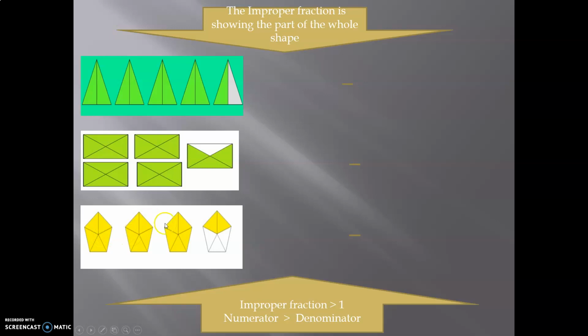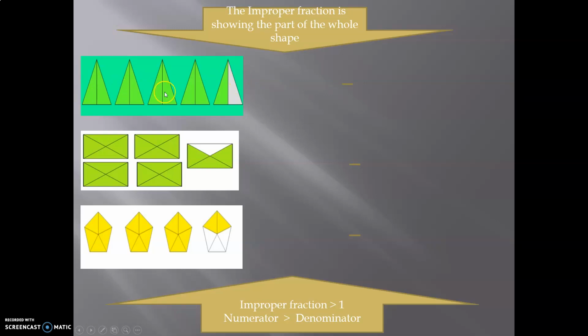And in this example, how many parts do you have in one shape? 5. So, if you want to write a fraction here, what will be the denominator? The number of the parts inside one shape. Here, 5. The denominator for this fraction would be 5. And here the denominator will be 4. Here the denominator will be how many parts I have in one shape? 2. So the denominator will be 2.